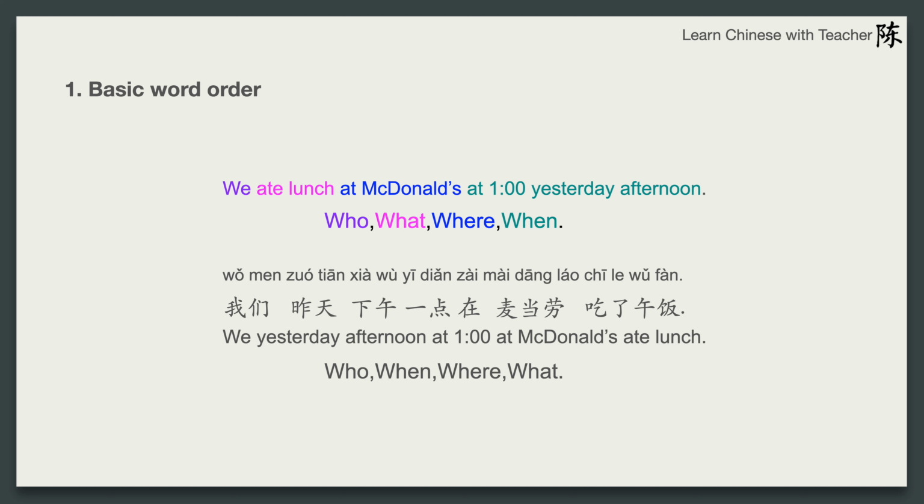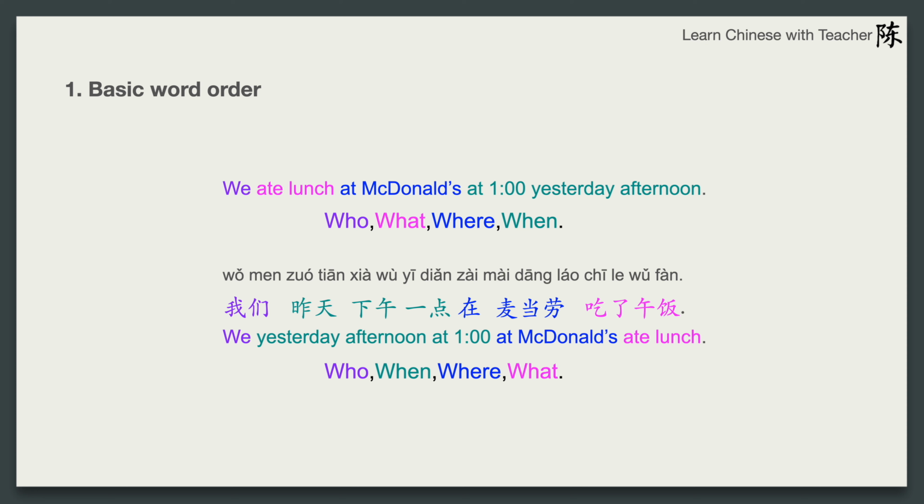The word order of a Chinese declarative sentence is usually who, when, where, what. 我们 we are the persons. 昨天下午1点 yesterday afternoon at 1 o'clock is the time. 在麦当劳 at McDonald's is the location. 吃了午饭 ate lunch is the thing that the persons did. You can see the components of the sentences are the same between the English sentence and the Chinese sentence. The difference is only the word order.